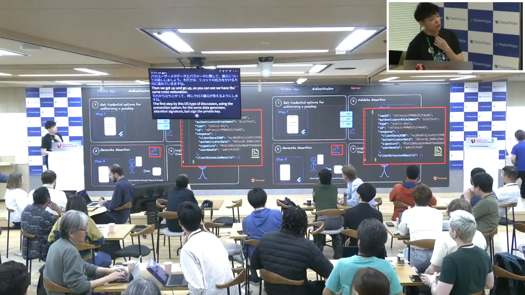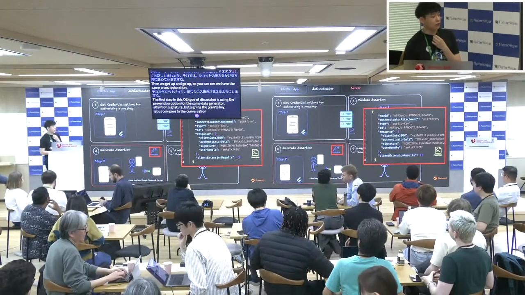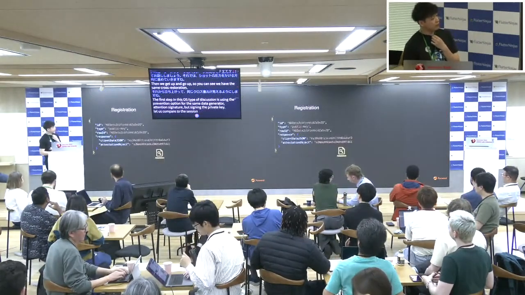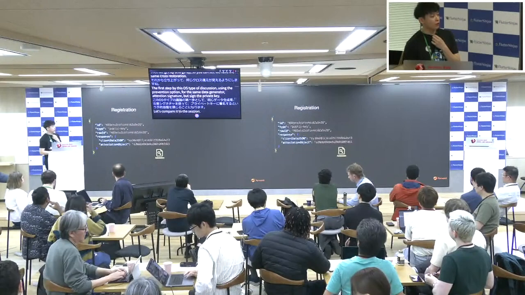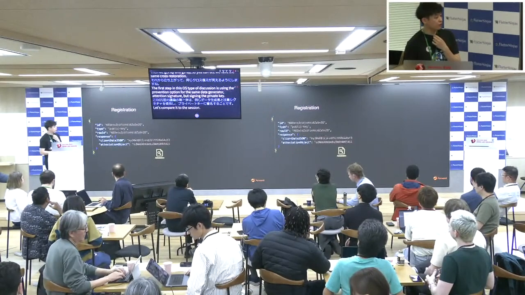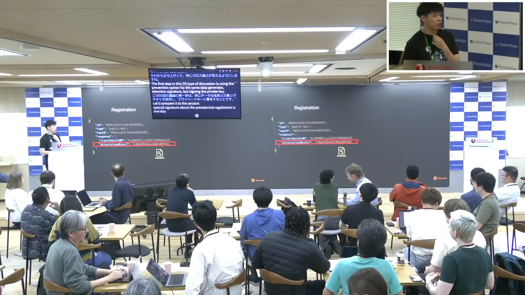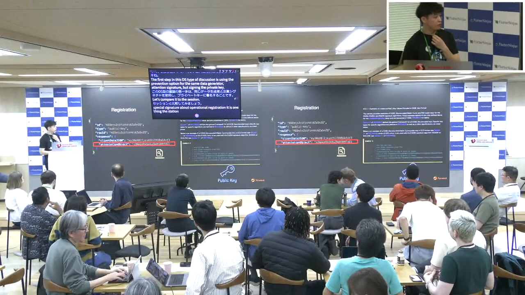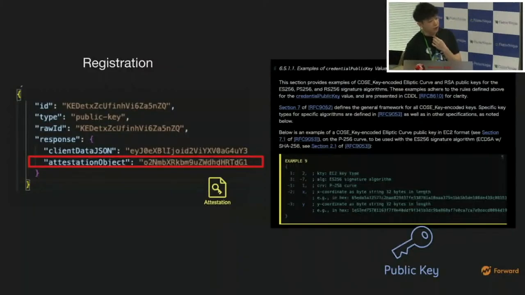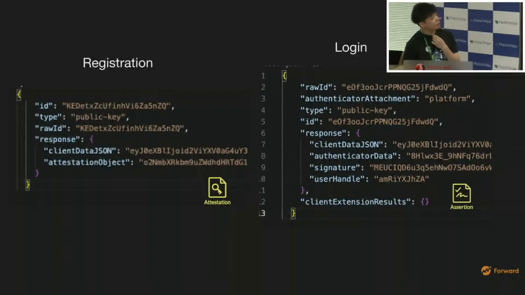Let's compare the assertion signature with the attestation signature. The attestation signature is about credential registration. It contains the attestation object, which includes a public key and credential metadata. On the other hand, the assertion signature is for authentication. It includes a signature generated by using a private key.